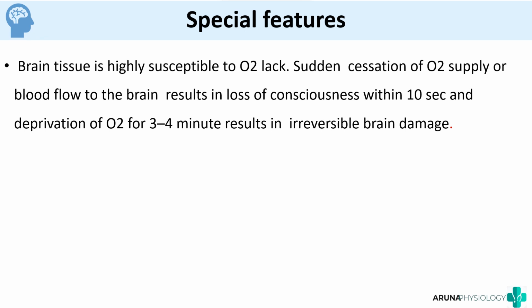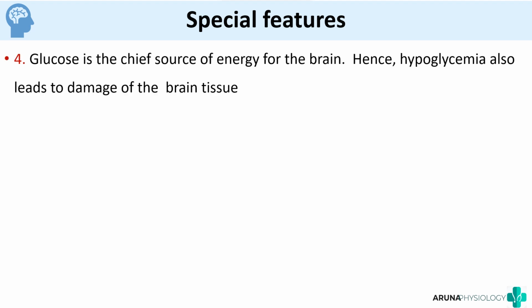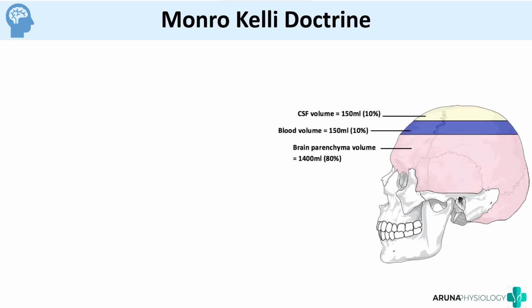Now what was the fourth point? Regarding glucose, right? Glucose is the chief source of energy of the brain. That is why hypoglycemia also can lead to damage of brain tissue. So these are the four important specialties of cerebral circulation. Now, the last important feature is the Monroe-Kelly doctrine.